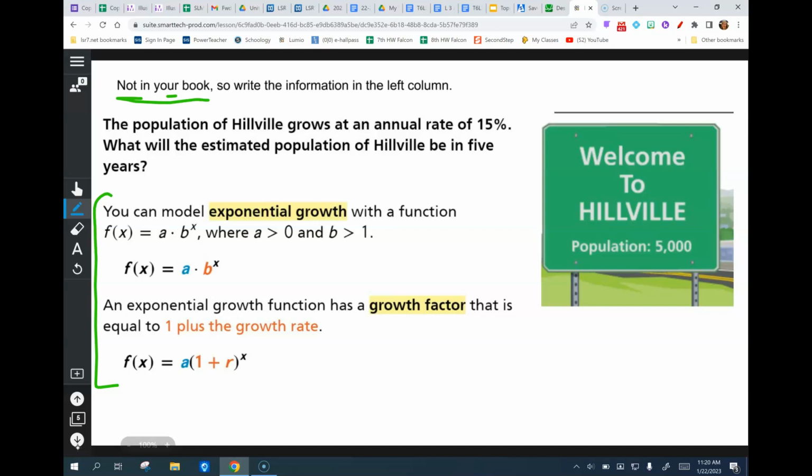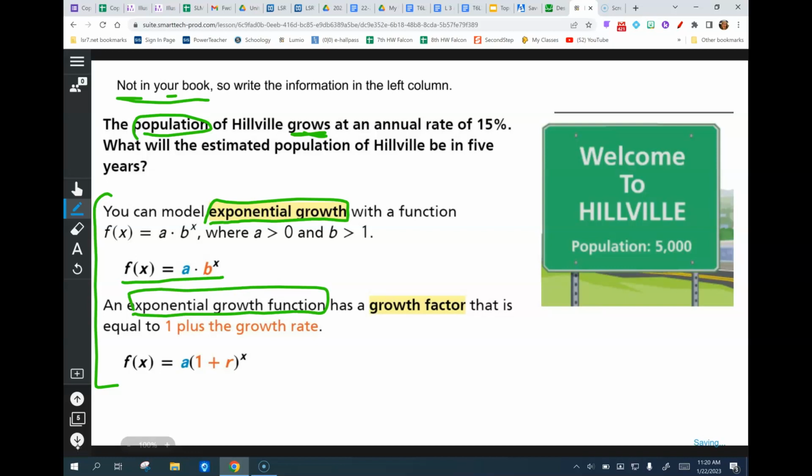So what is happening? This is a population, and the population is growing. So this is what is called an exponential growth. So you want to put this over in the left-hand column. f of x is equal to a times b to the x, where a is greater than 0, b is greater than 1. It looks like that. That should look familiar.